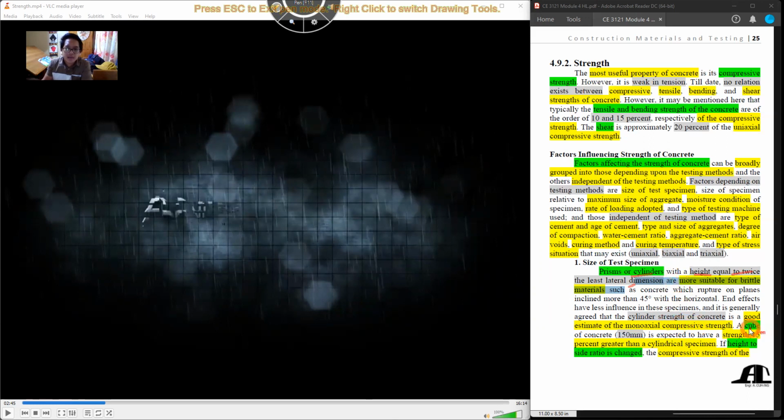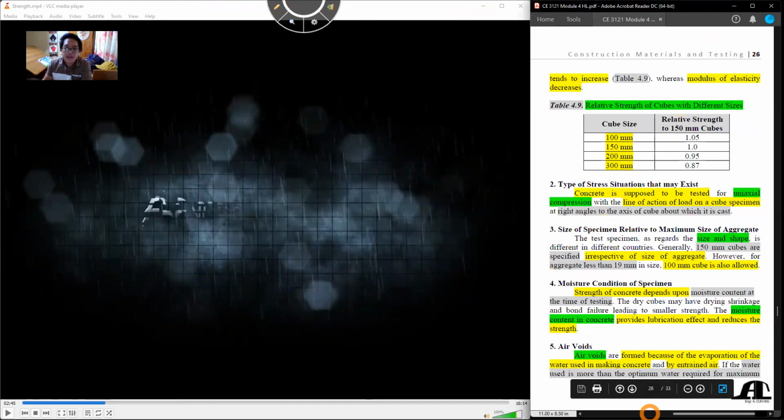Then if we are to use cubes, class, one side should be equal to 150 mm. Okay? Then again, class, we have the type of stress. Concrete is supposed to be tested in uniaxial compression. So with uniaxial, class, there is only one, where the load is perpendicular to the face of the concrete cylinder.